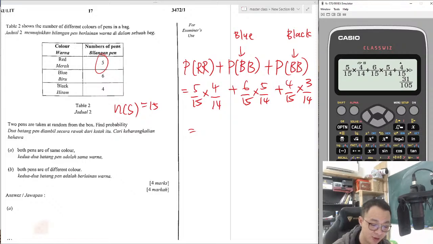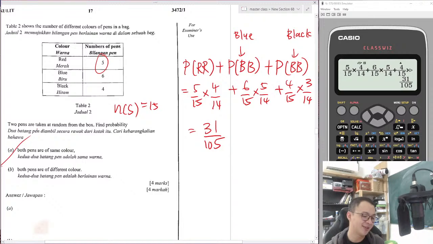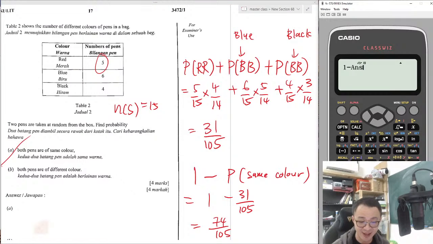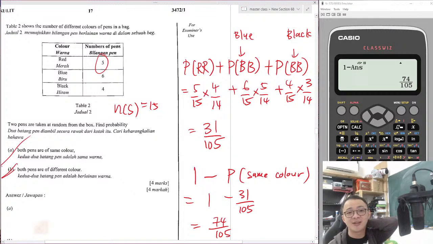Alright, then the calculator will tell you the answer is 31 over 105. Done the part A. Part B: both pens are of different color. It's very easy. One minus same color. Alright, so same color is 31 over 105, isn't it? So I should have 74 over 105, isn't it? 1 minus answer. Yep, done. 4 marks. It's not really hard if you understand it.